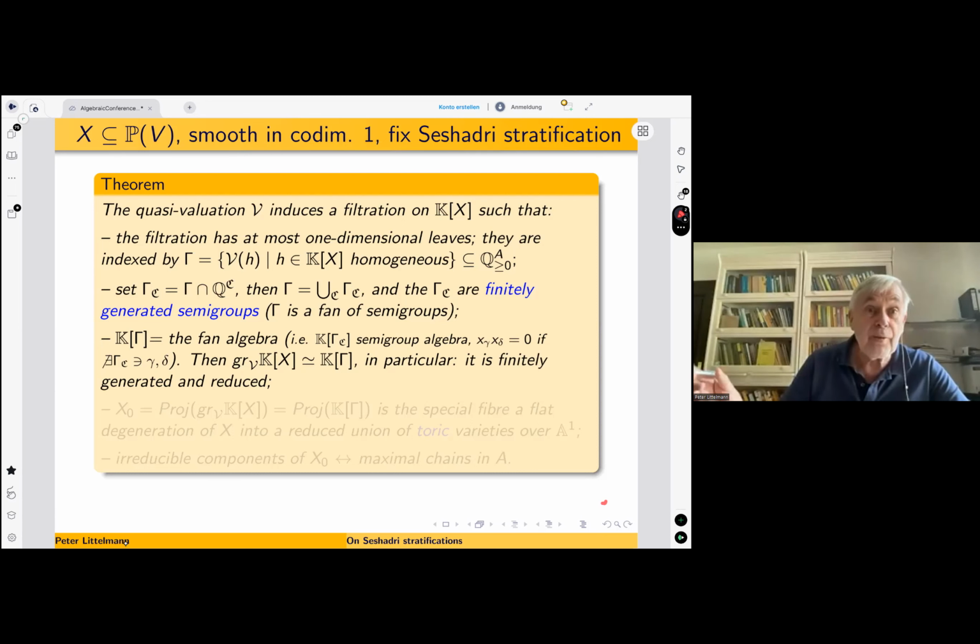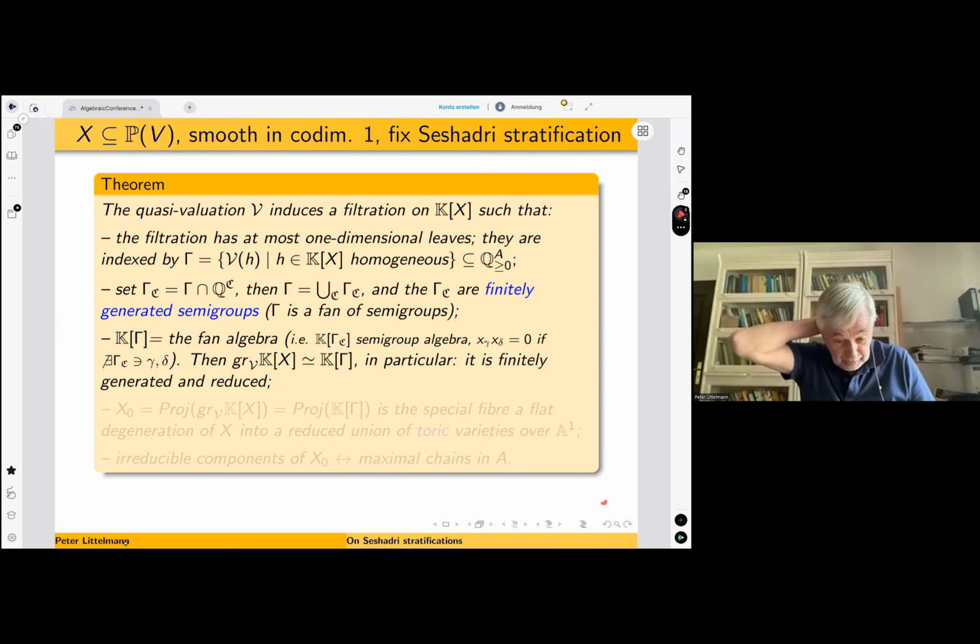Now, I said in the first sentence, my quasi-evaluation induces a filtration, so it's natural to look at the associated graded. And here we can show that this is isomorphic to this fan algebra. So we have here again the nice connection. The fan algebra is in some sense combinatorially defined, and we see that the filtration gives me this combinatorial object. In particular, we see that the associated graded is finitely generated. So we have a variety associated, and it's a reduced algebra.